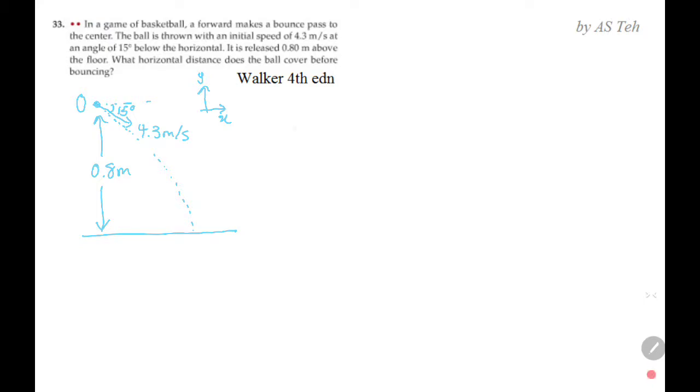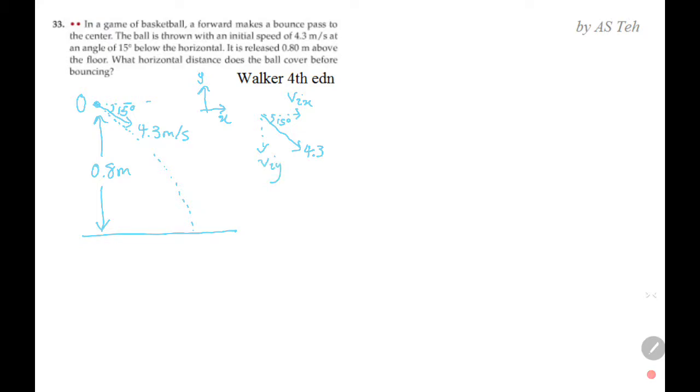The first thing we need to do for this question is to resolve the velocity, since it's an angled component. So we actually need to look at it as a triangle. We have our hypotenuse here, which has an angle here, and we want to resolve it so that we can get Vix and also Viy.